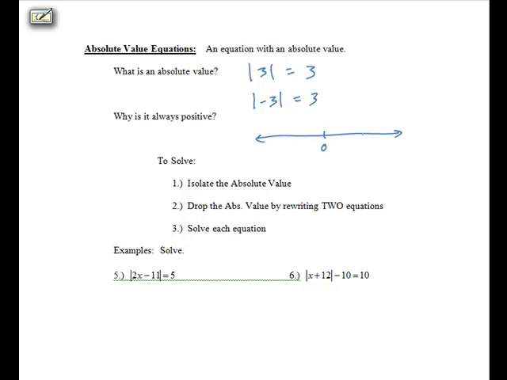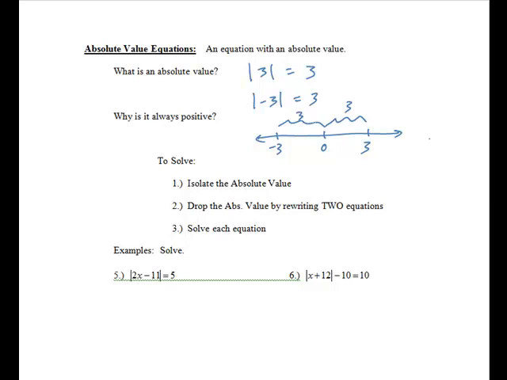So if you look at that on the number line, positive 3 is 3 units away from 0. Negative 3 is also 3 units away from 0. So therefore, absolute values are always positive because distance is always positive. So getting back to an absolute value equation, it has an equal sign and has an absolute value in it.